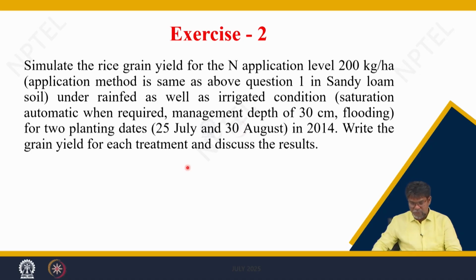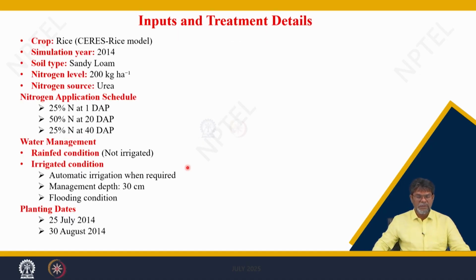This is for exercise 2. Very specifically, as is now clearly explained here for this exercise, the crop is rice, and you are using the CERES-Rice model. The year of the experiment is 2014, the soil type is a single soil, sandy loam, and the nitrogen level is a single level, 200 kg per hectare of nitrogen. The source is urea. The nitrogen application schedule is 25% nitrogen at 1 day after planting, 50% at 20 days after planting, and the rest 25% at 40 days after planting. So, here the treatments come.